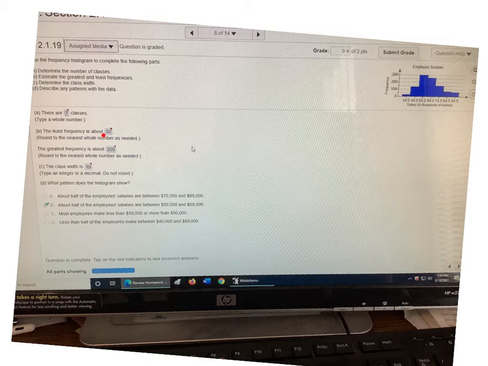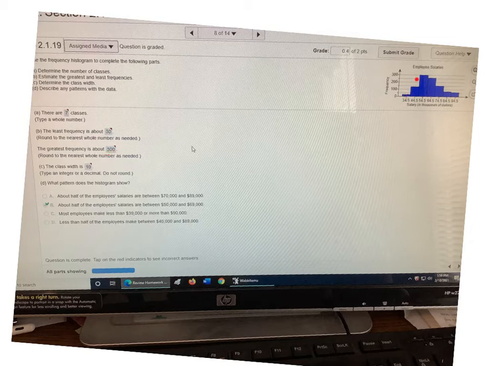The least frequency is about blank 30. Frequency is the vertical axis, so we want to find the shortest bar, which would be right here. It looks like they're counting by 50s, and so it looks to me around 30, I guess exact, around half of it.